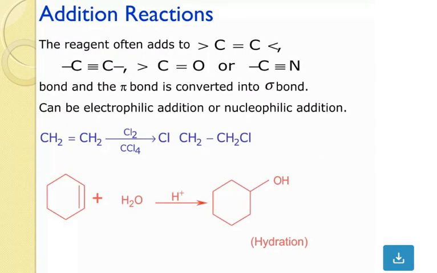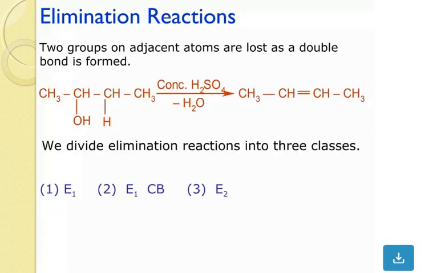Now addition reaction: the reagent often adds to a carbon-carbon double bond, triple bond, carbon-oxygen double bond and carbon-nitrogen triple bond, and the pi bond is converted into a sigma bond. It can be electrophilic addition or nucleophilic addition. You can see here. Elimination reaction: 2 groups on adjacent atoms are lost as a double bond is formed. We divide elimination reactions into 3 categories: E1, E1CB and E2.